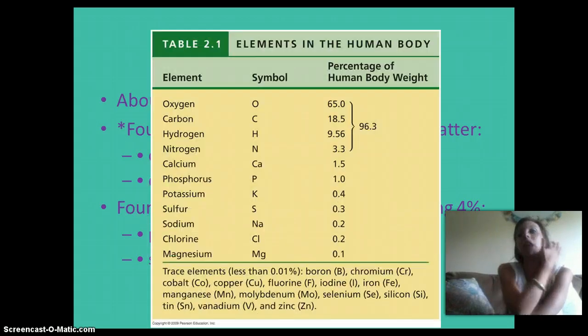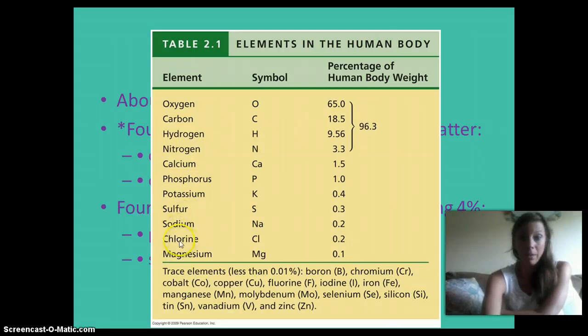So here is just a basic layout of the elements found in the human body. As you can see, we are mostly oxygen, then we have carbon, hydrogen, and nitrogen, then calcium, phosphorus, potassium, and sulfur. Then we have minimal amounts of sodium, chloride, and magnesium.